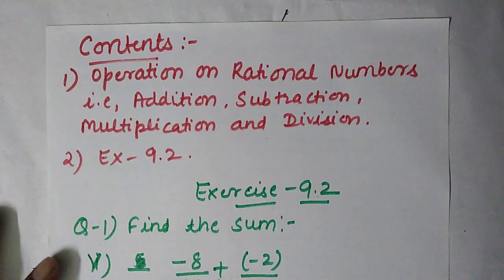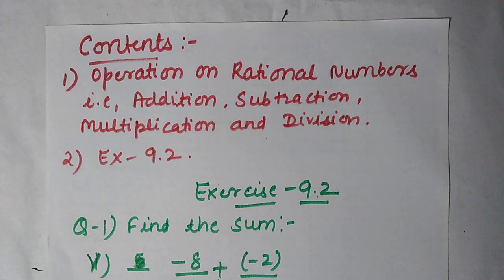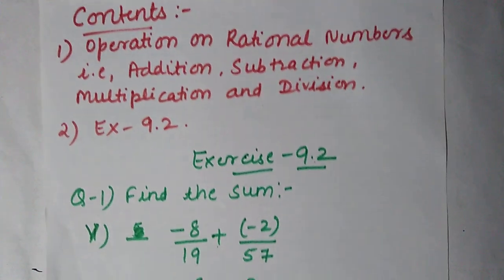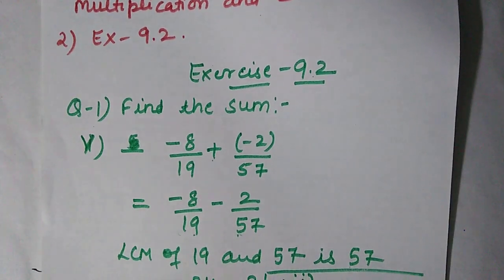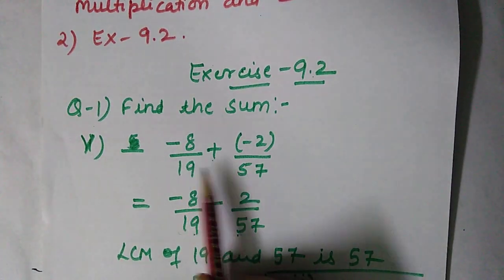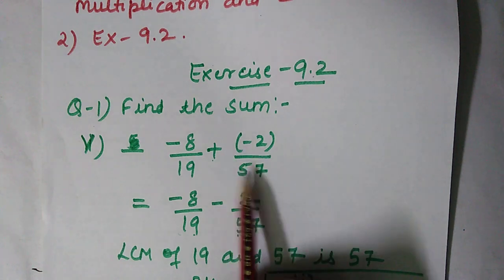Okay, the last topic that we have covered in this chapter was operations on rational numbers, that is, how to add, subtract, multiply and divide the rational numbers. For that I will explain one part at a time. I am taking the first part, how to add. Okay, these are the two numbers.